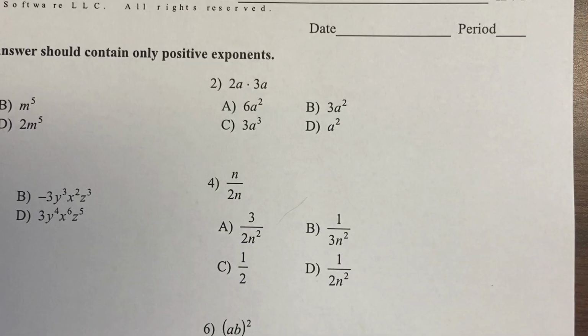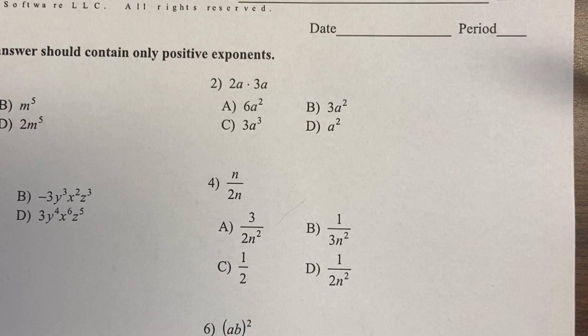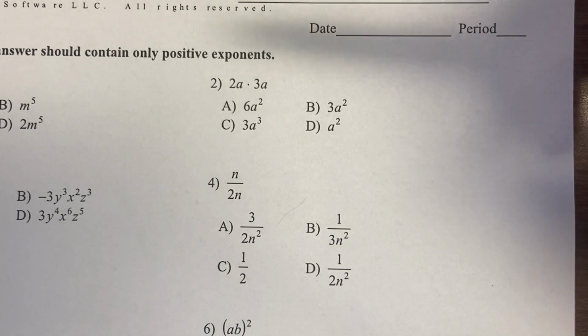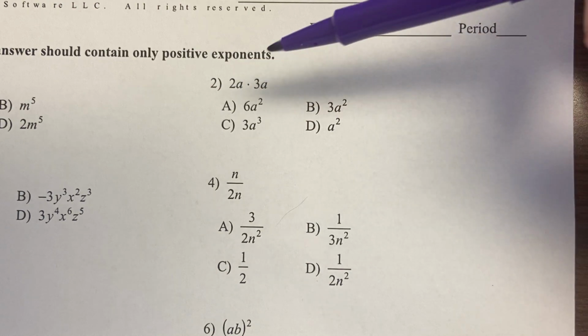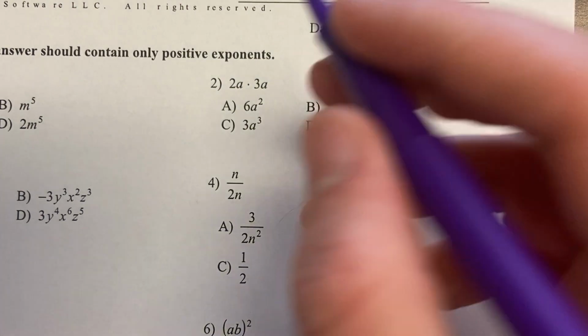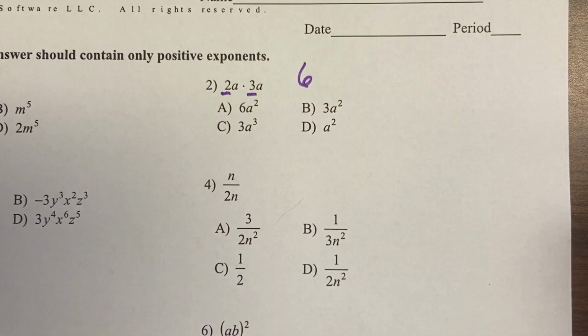Number 2 here. So we've got 2a times 3a. So it looks like we are multiplying. Remember, when we are multiplying our bases, the rule for exponents takes on addition. Sometimes with this, you wonder: is it an exponent? Is it a coefficient? Remember that you're still multiplying. So here we've got a coefficient of 2, we've got a coefficient of 3. We're still going to multiply that, okay? So this is still 2 times 3, which is 6.